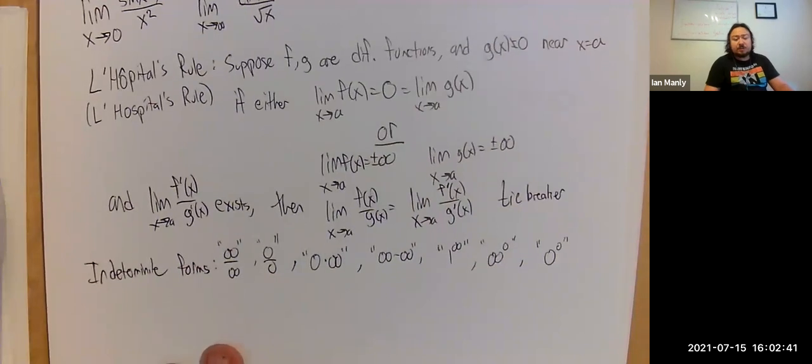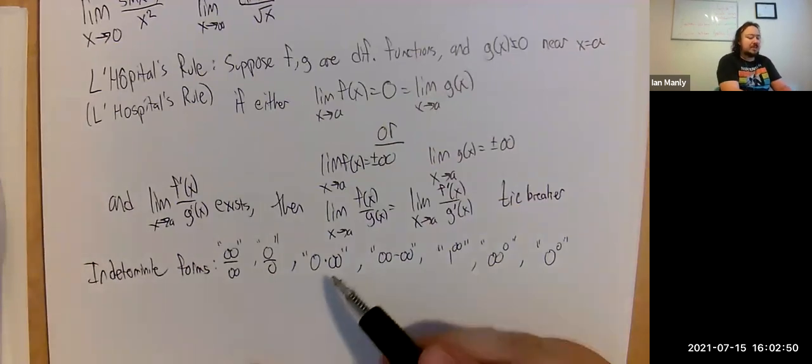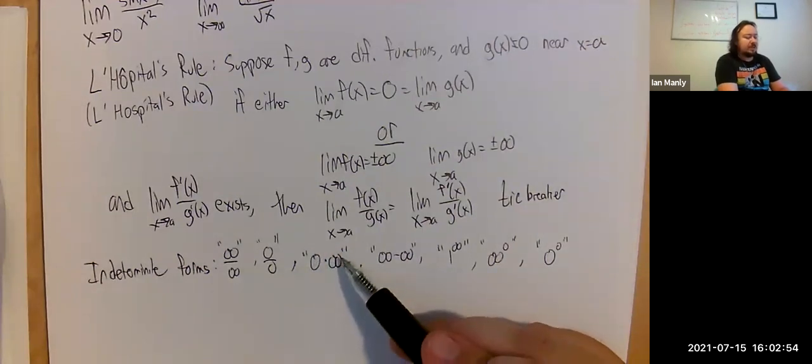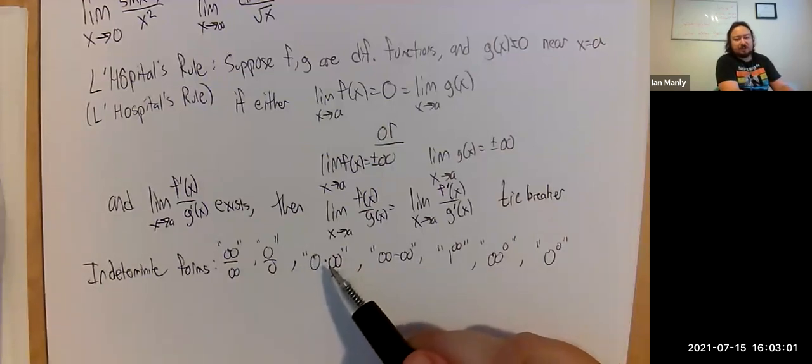So these indeterminate forms more or less are where 2 rules of math are coming head to head with each other. For example, if you multiply anything times 0, it should be 0. But on the other hand, if you multiply something by infinity, it should go off to infinity. So what happens if you multiply those 2 together?